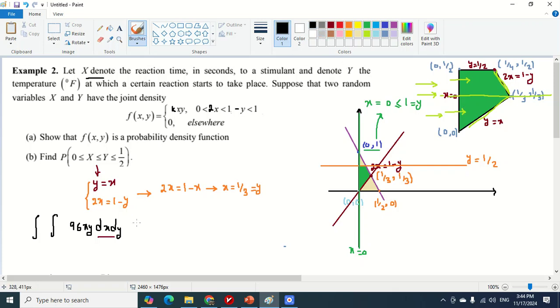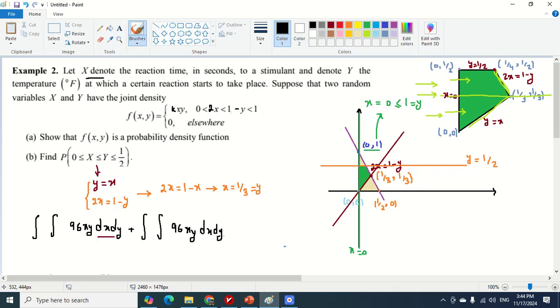Because of that, to calculate that probability in part B, we should split the integral in two parts and calculate the integral for two cases. It means that again I will write the integral over here, 96xy dx dy.